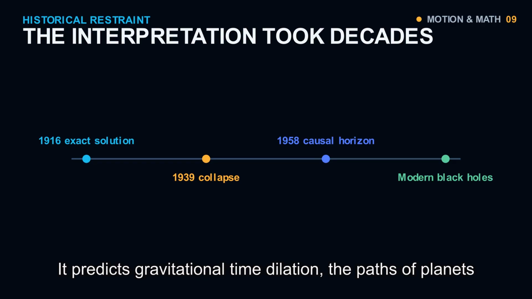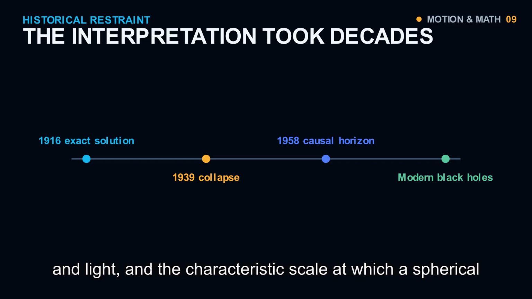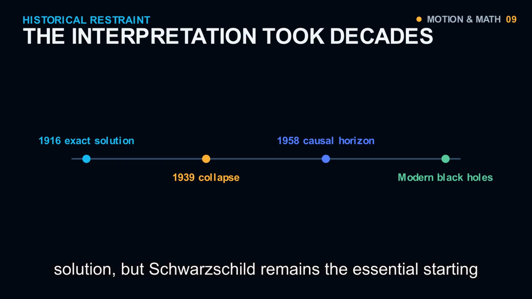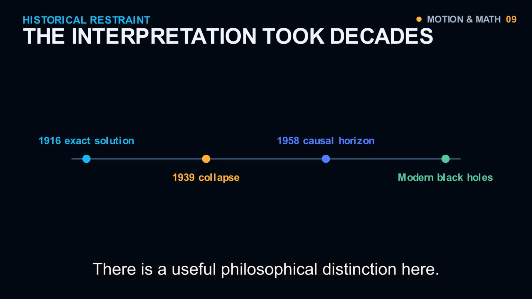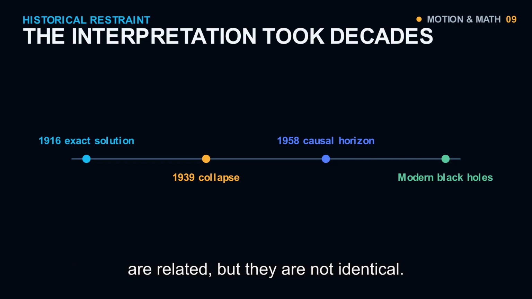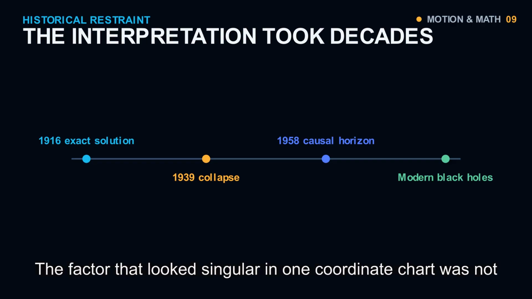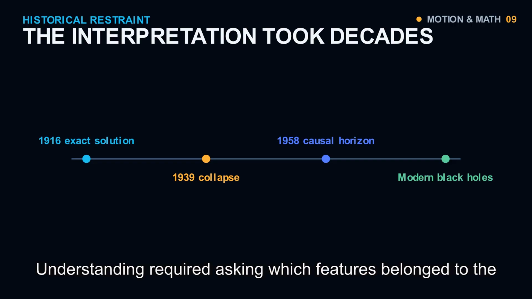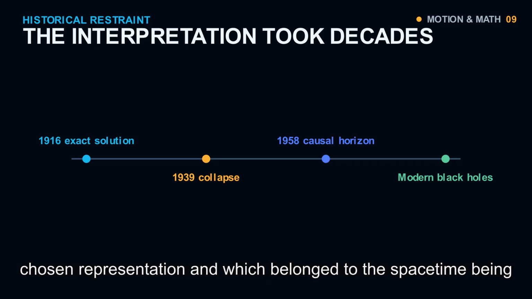It predicts gravitational time dilation, the paths of planets and light, and the characteristic scale at which a spherical mass becomes hidden behind a horizon. Rotating astrophysical black holes require the later Kerr solution, but Schwarzschild remains the essential starting point. There is a useful philosophical distinction here. An equation's formal structure and its physical interpretation are related, but they are not identical. The factor that looked singular in one coordinate chart was not itself a destructive physical thing. Understanding required asking which features belong to the chosen representation and which belong to the spacetime being represented.